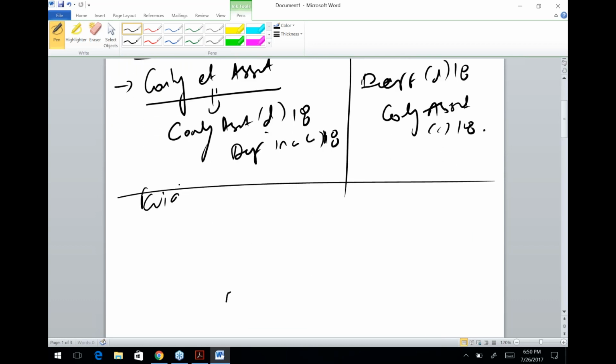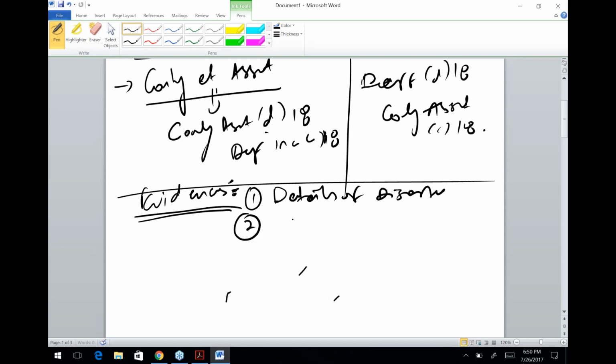Now, we need to talk about the various evidences that we would expect to find. Let's talk about them one by one. Number one evidence that we need to talk about is details of disaster, and the fixed asset register showing property of 16 million.